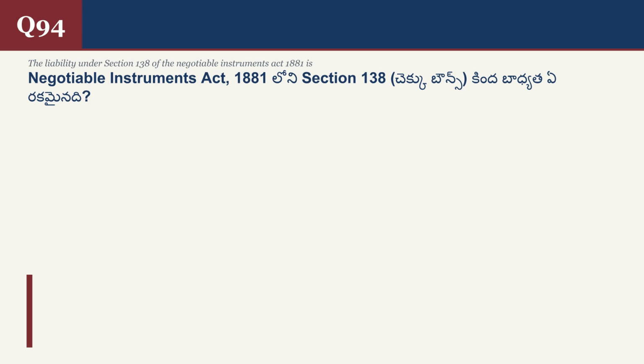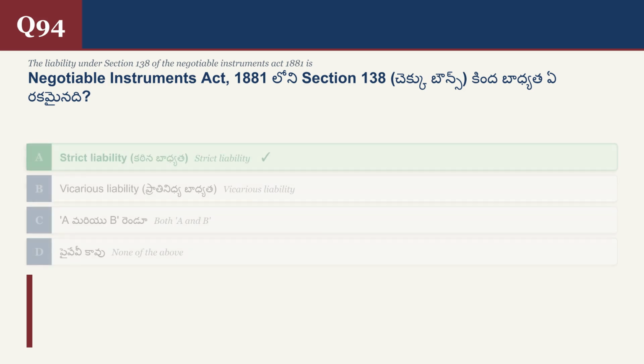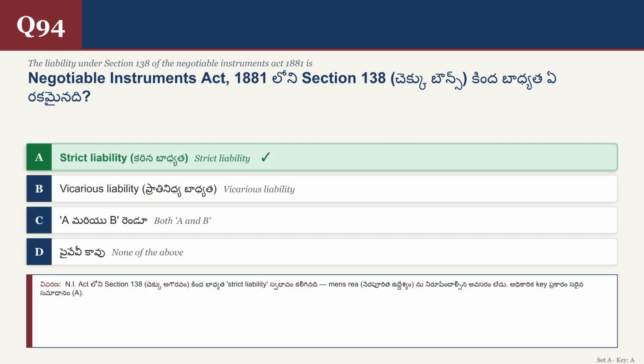Under Section 138 of the Negotiable Instruments Act 1881, the liability for check dishonor is categorized as strict liability. This means the element of mens rea or criminal intention does not need to be proven. The correct answer is A, strict liability.